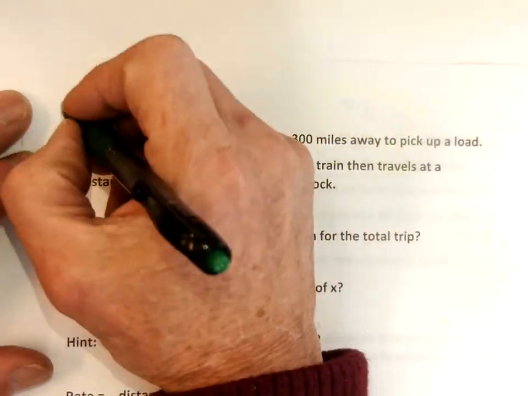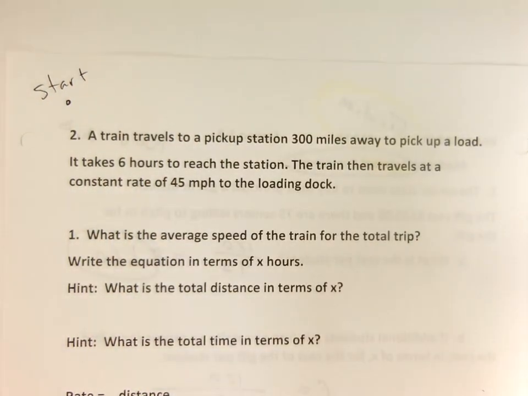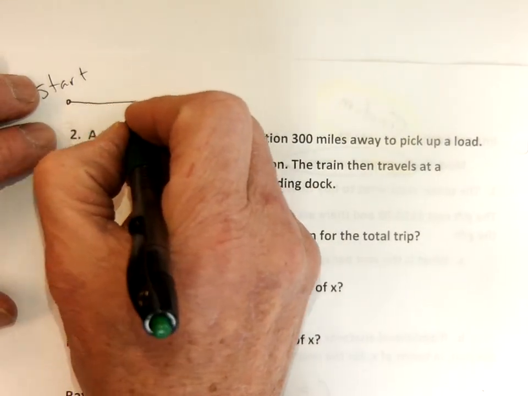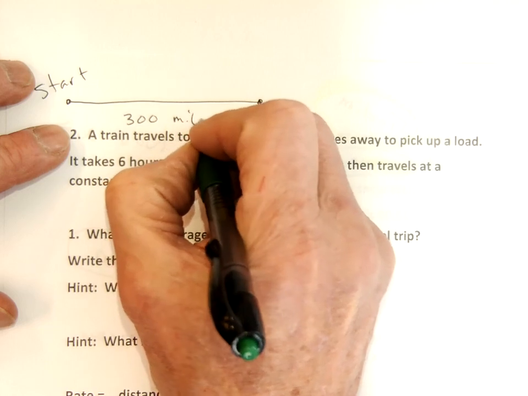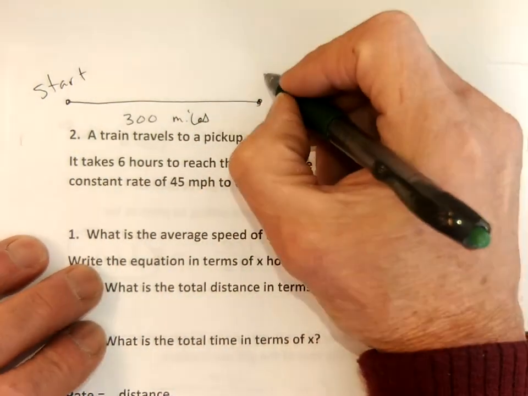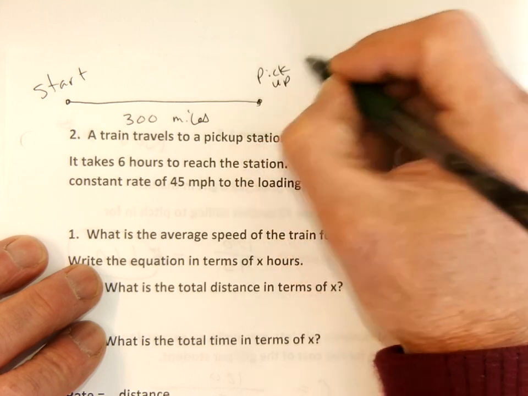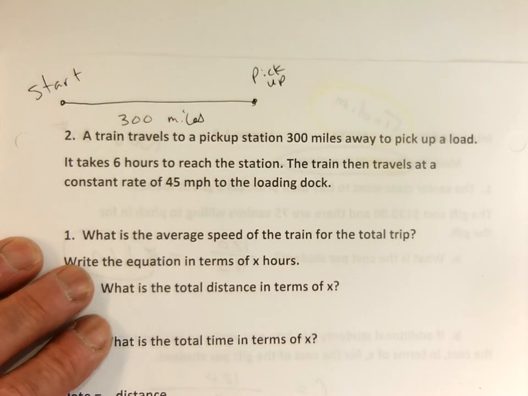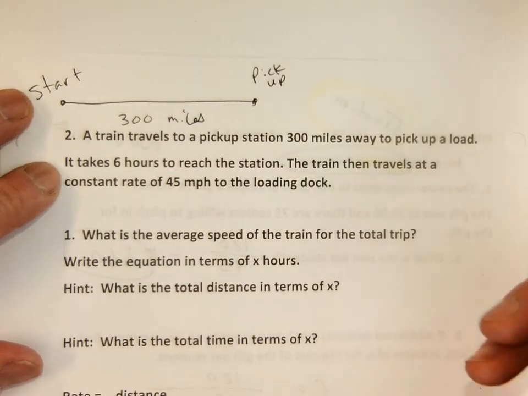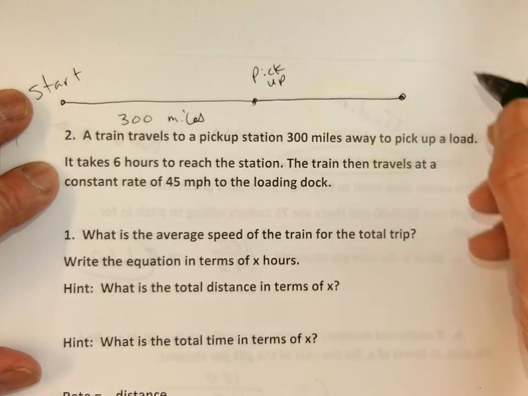Okay, so let's start here. So my train's going to start here. And it's going to go 300 miles to a pickup station, okay? Who knows what it's going to pick up? Coal, garbage, cows. No, hopefully not drugs. Okay, but then it's going to pick up a load, and then it's going to travel all the way to the loading dock. Maybe it's like where the boat is, right? Here's my loading dock, okay?